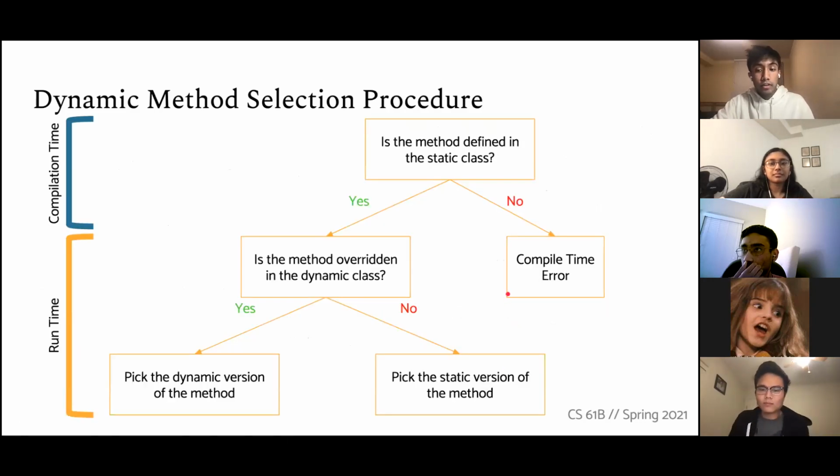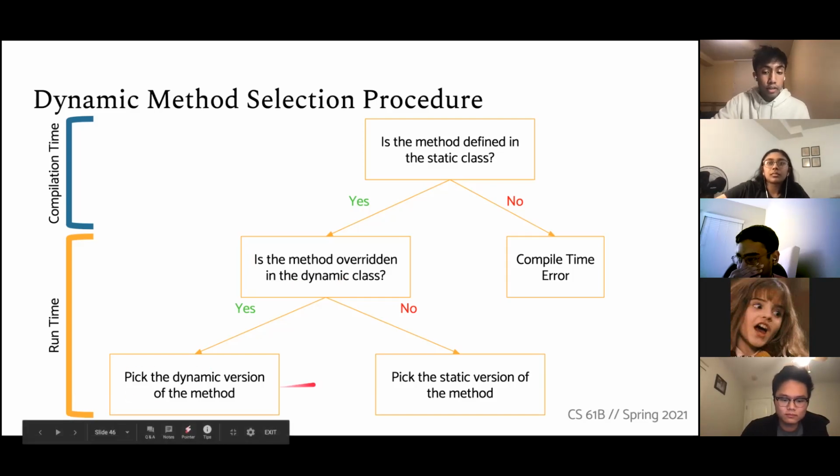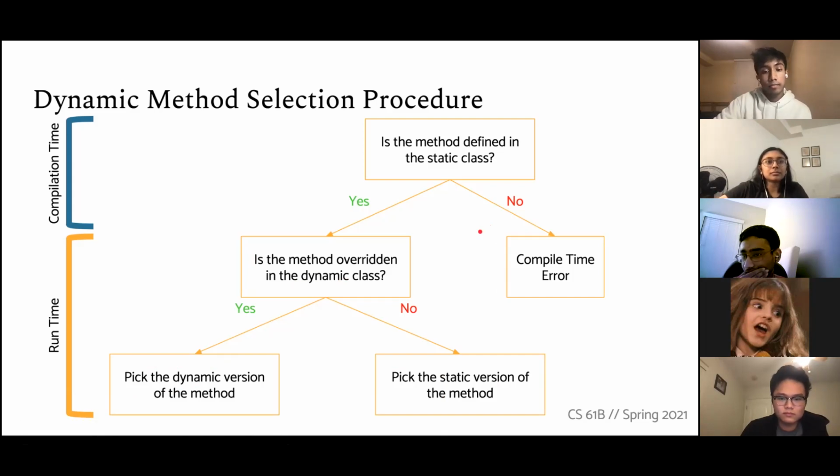So I made up this figure here just to make it a little bit clearer in case anyone's still confused about how dynamic method selection works. The first question we ask ourselves is: is this method defined in the static class? And if it isn't, if we don't see it, then we have a compile time error. Otherwise, we're gonna lock onto it here. And now we go here and we see, is the method overridden in the dynamic class? And if it is, we're gonna pick the dynamic version. And if not, we'll pick the static version. This is really the heart of dynamic method selection. And if you ever get it on any midterm, you can usually refer to this diagram and you should be able to get the solution.